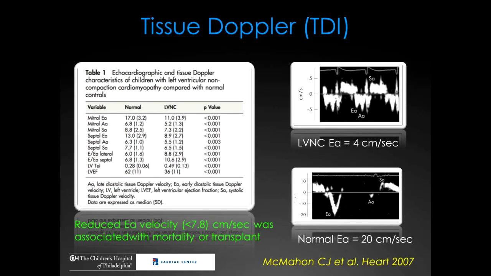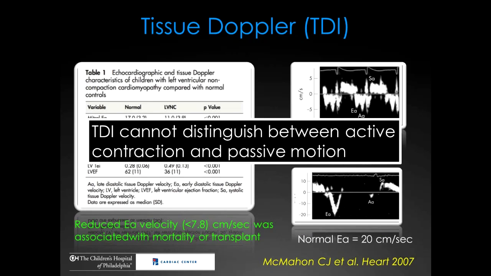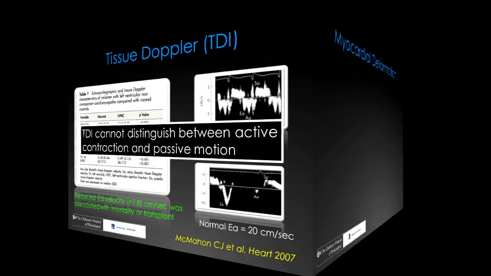So it's very difficult to know if you would be able to distinguish LV noncompaction cardiomyopathy from other forms of cardiomyopathy. In addition, tissue Doppler cannot distinguish between active contraction and passive motion, and that is a limitation of this modality.